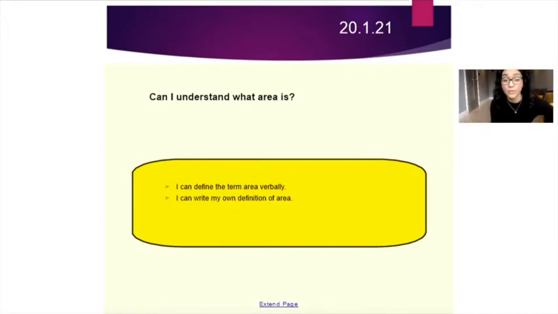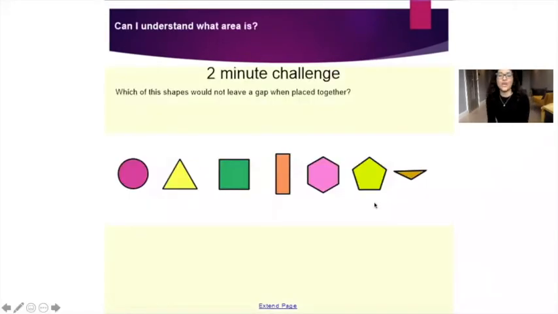Even though, the multiplication and division practice that we did previously is going to help you with calculating your area. So your 2-minute challenge is as follows. Which of these shapes would not leave a gap when placed together? 2 minutes to work this out. On your marks. Get set, go.